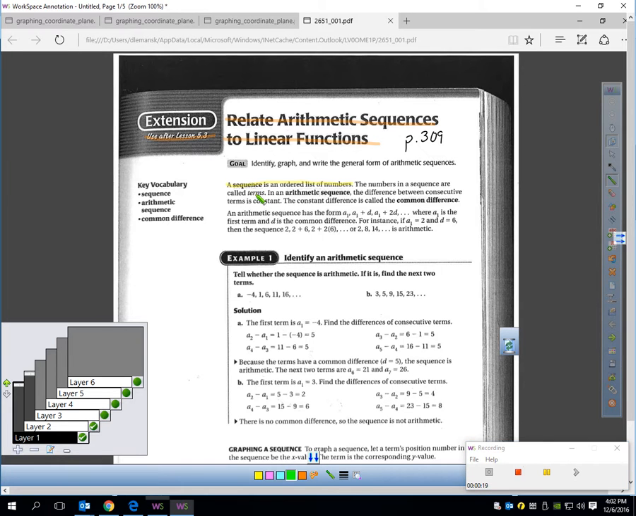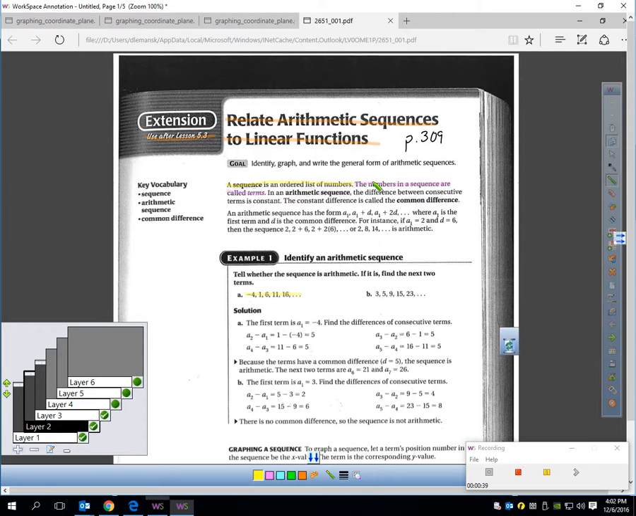The first term is sequence. A sequence is an ordered list of numbers. I can point to an example of a sequence right here. Like here would be a sequence of numbers, -4, 1, 6, 11, 16, and so on. That's a sequence. It's a list, an ordered list of numbers.